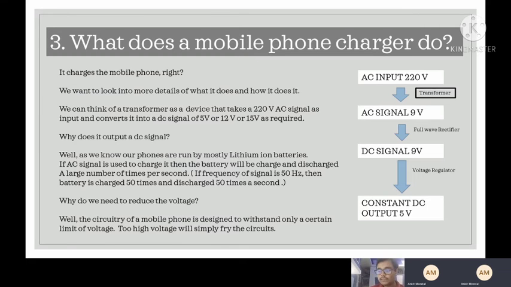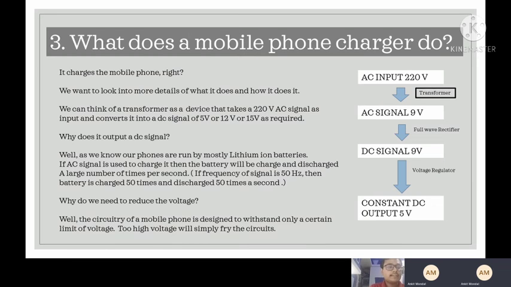A mobile phone charger is supposed to take the 220 volt AC input and convert it into a 5 volt constant DC output. But in order to do this, it first has to convert the AC input into a low voltage AC output. For example, it will convert the 220 volt AC input to an AC signal of 9 volts. Then a full wave rectifier can be used to convert this AC signal of 9 volts to a DC signal of 9 volts. And finally, a voltage clipper or a regulator can be used to convert this to a constant DC output of 5 volts.